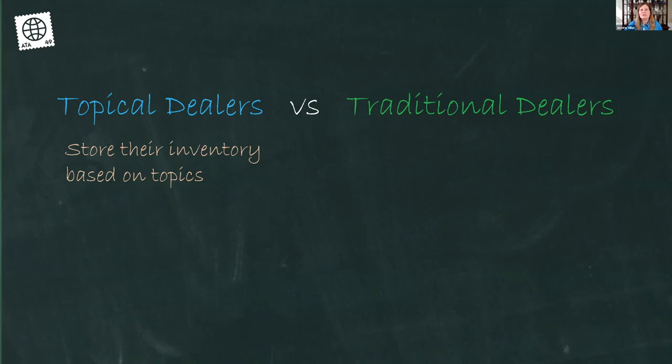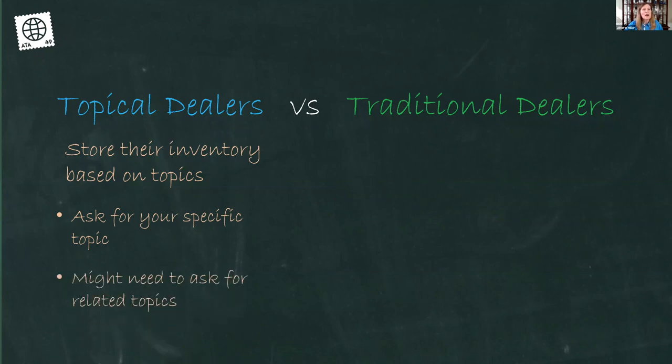With topical dealers, they actually store their inventory based on topics. So you could call them up and ask for your specific topic. You might need to ask for related topics. Like, for example, I sometimes have to ask for farm animals as opposed to just strictly sheep.